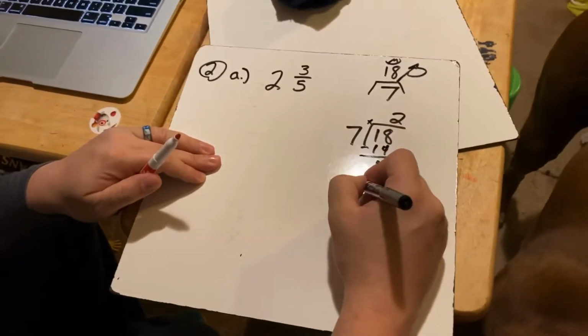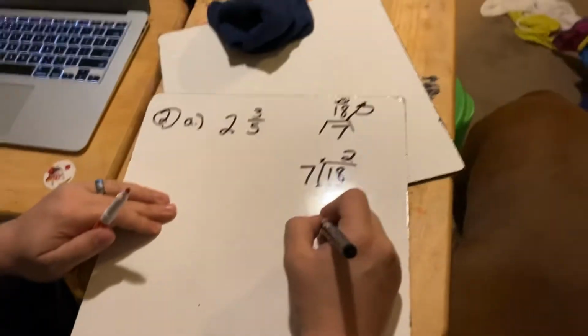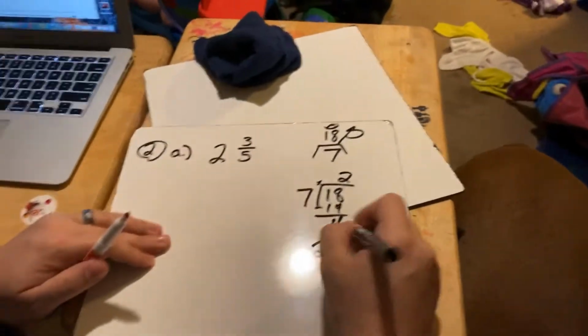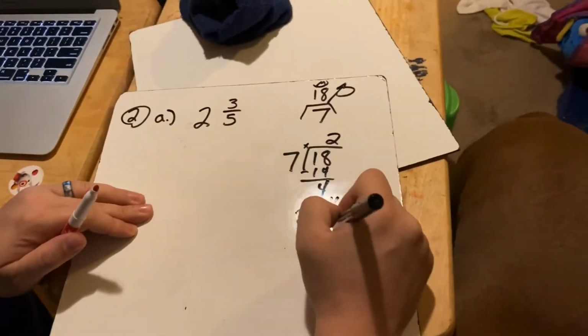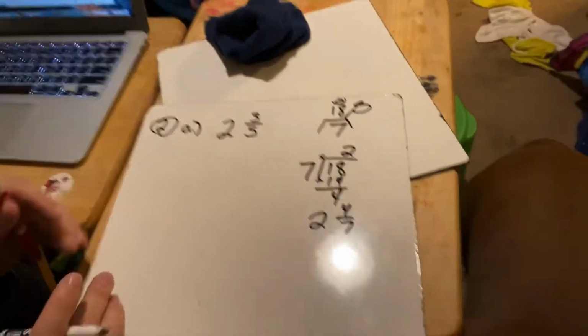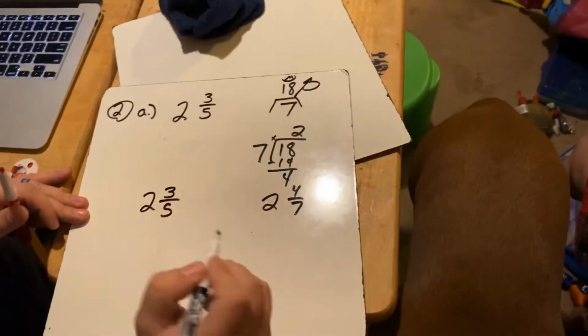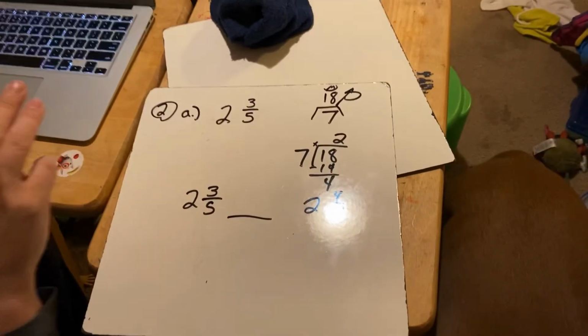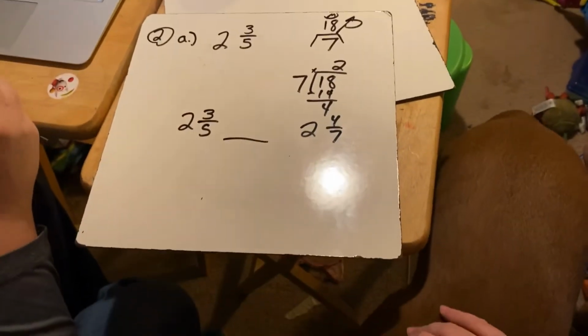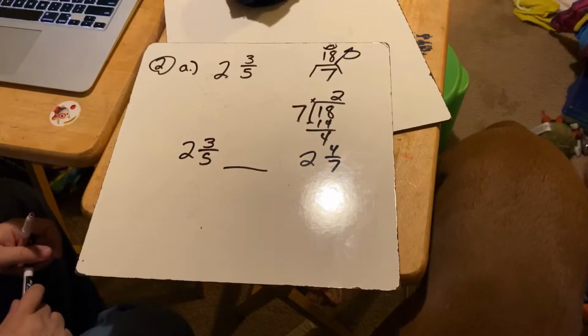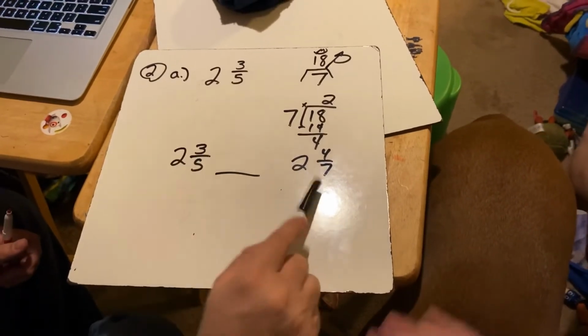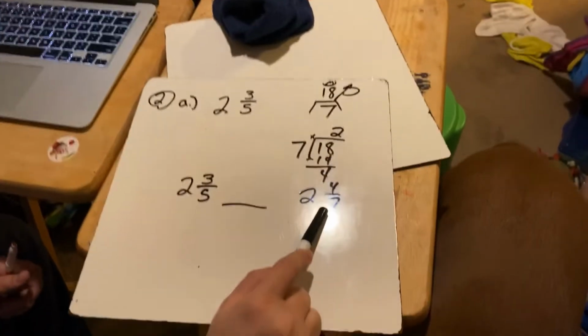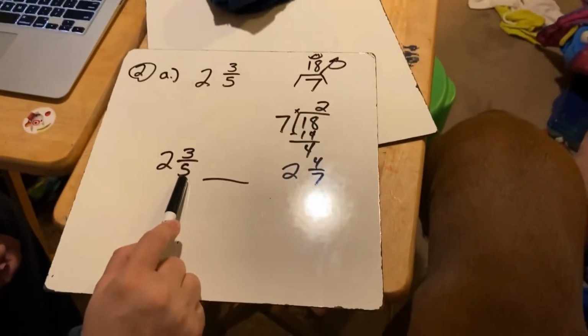And my 18/7 as a mixed number is going to be 2 4/7. So now I've got 2 3/5, and I'm comparing it with 2 4/7. Well, this is going to be different. Can I multiply 5 to get to 7? No. Can I multiply 7 to get to 5? No.